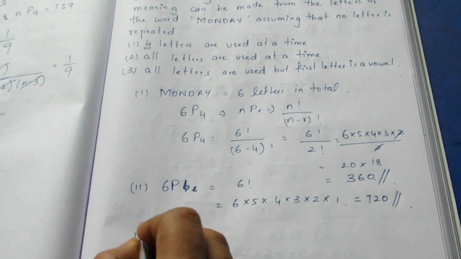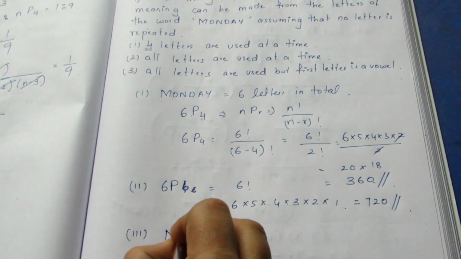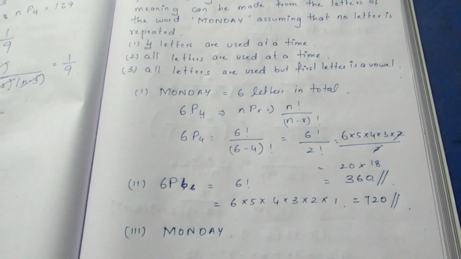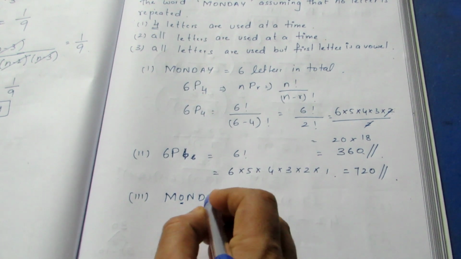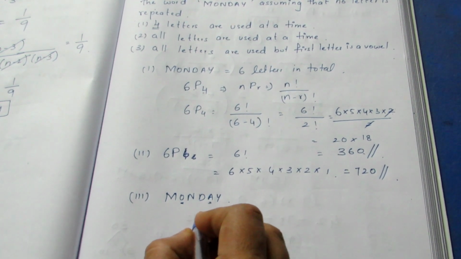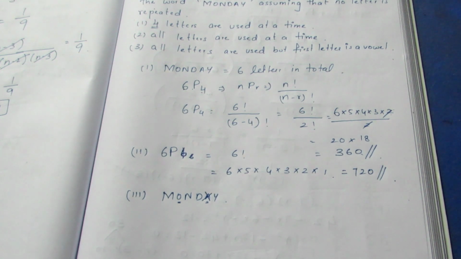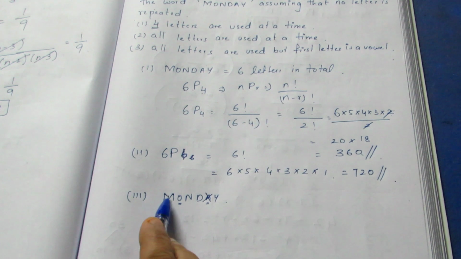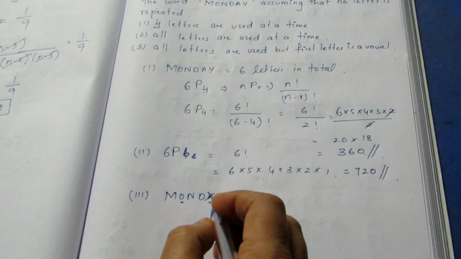We'll move on to the third one. In the third one, all letters are used but the first letter is a vowel. You see, from Monday I want the first letter to be a vowel. It can be O, it can be A. If I take A and write it as the first letter, the remaining letters only I need to select. If I take the vowel outside, the condition is we need to write a vowel first. That means if I write the vowel A, the remaining letters will be 1, 2, 3, 4, 5. In these 5 letters, I am going to select all the 5 letters.